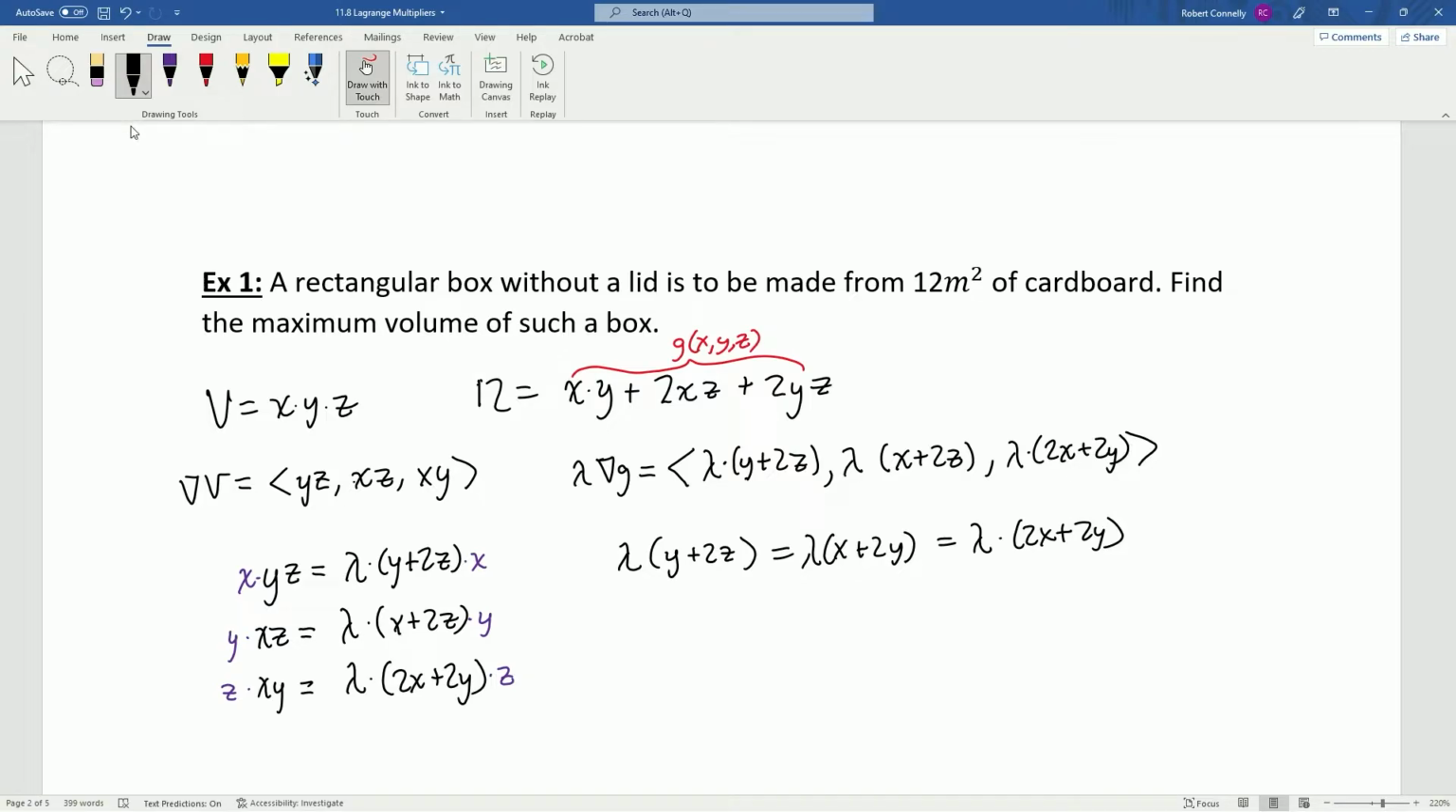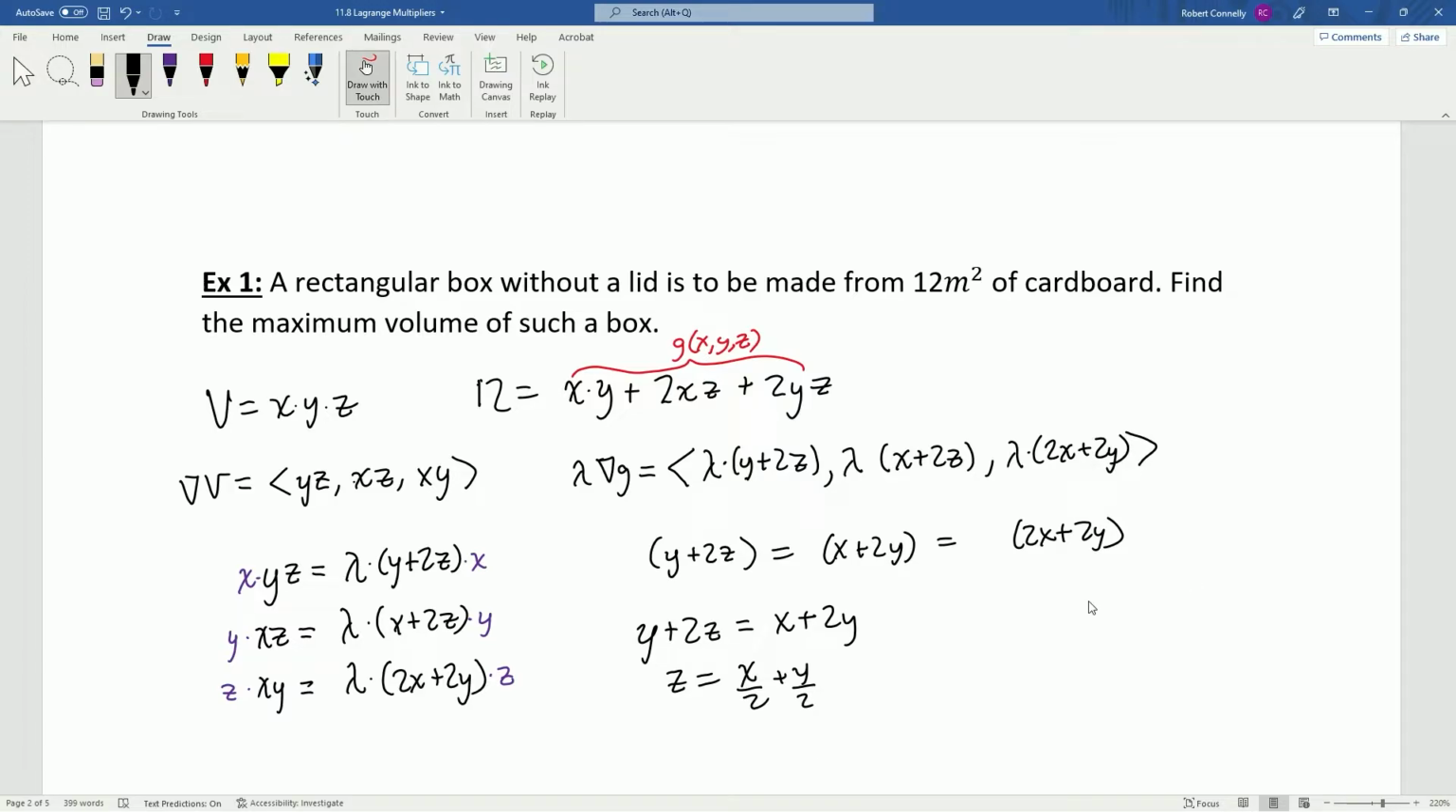So we can start solving the system by setting the first pair equal. Since we've got lambda in all three, we can just cancel out that lambda to make this a little simpler. So this becomes y plus 2z equals x plus 2y. Let's solve for z first. So z equals, subtracting the y, x plus y over 2, so x over 2 plus y over 2.